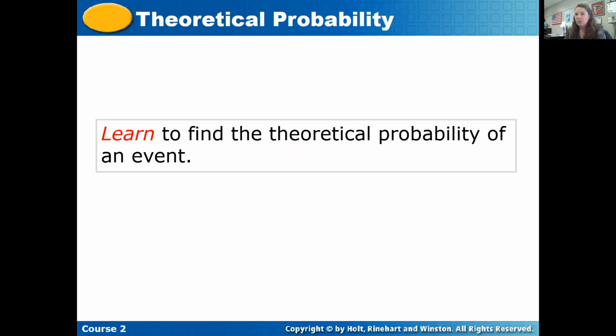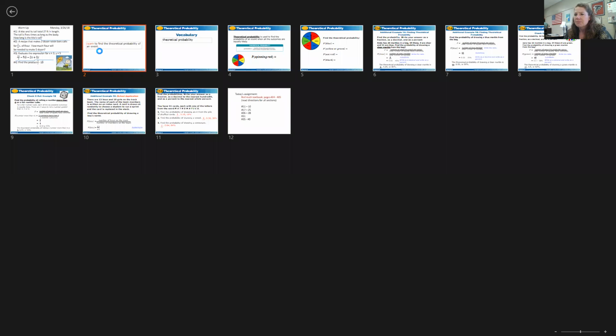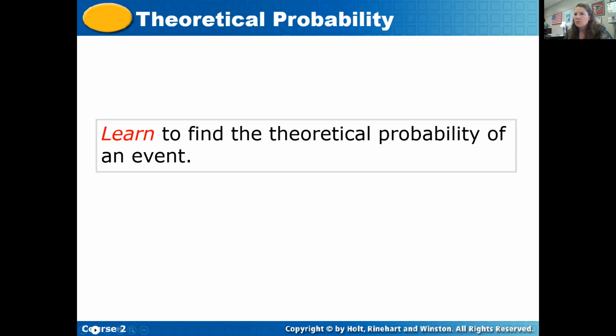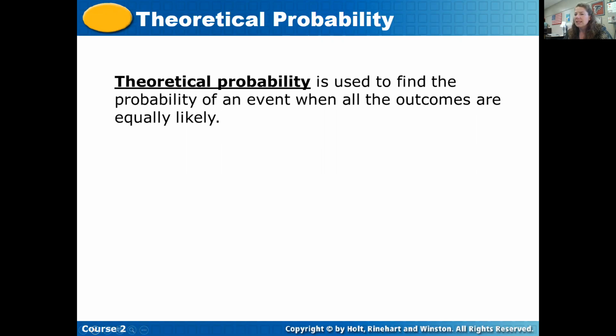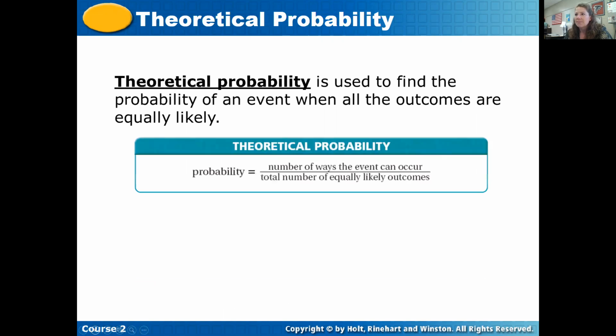All right, so we talked last week a little bit about theoretical probability. So I think most of you understand how to find the theoretical probability of an event. We're just going to go through these. All right, so what is theoretical probability? Well, this is used to find the probability of an outcome when all the outcomes are equally likely.